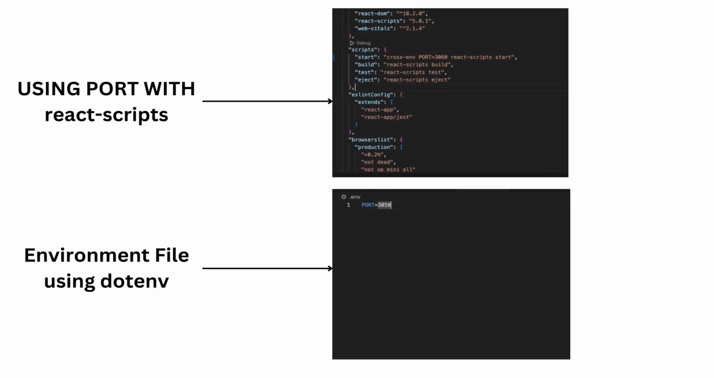Now we have seen how to change the default port while running the React application in the development environment. One option is using the port with react-scripts, and another option is using an environment file, .env. Remember, you don't have to install the dotenv library because it comes with react-scripts. And if you are using Mac or Windows and do not want to worry about which machine you are running your React application on, you need to install a package called cross-env.